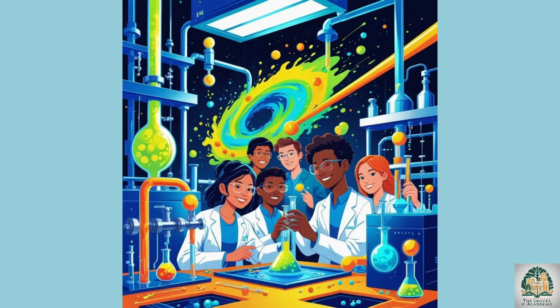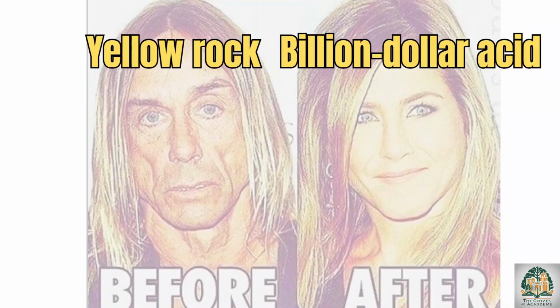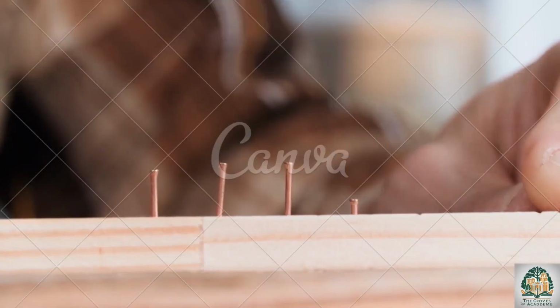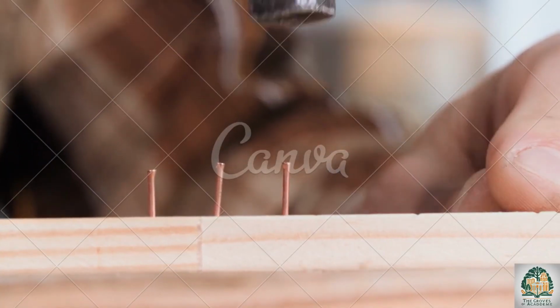Let's go. The contact process turns boring sulfur into royal sulfuric acid in just 4 simple moves. Just imagine, we have to do only 4 simple steps. Wow. Let's just finish it up. First step is sulfur to sulfur dioxide, then sulfur dioxide to sulfur trioxide, then sulfur trioxide to oleum, and the fourth step, oleum to sulfuric acid. Let's break down each of the 4 steps.